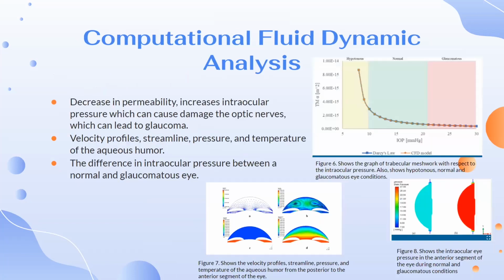Computational fluid dynamics models suggest that a decrease in permeability of the trabecular meshwork can increase the pressure gradient. This can lead to high levels of intraocular pressure. Figure 6 shows a graph of the permeability with respect to intraocular pressure governed by Darcy's law. Also, computational fluid dynamics show the velocity flow field of the aqueous humor, which can be seen as two counter-rotating vortices during the supine position.